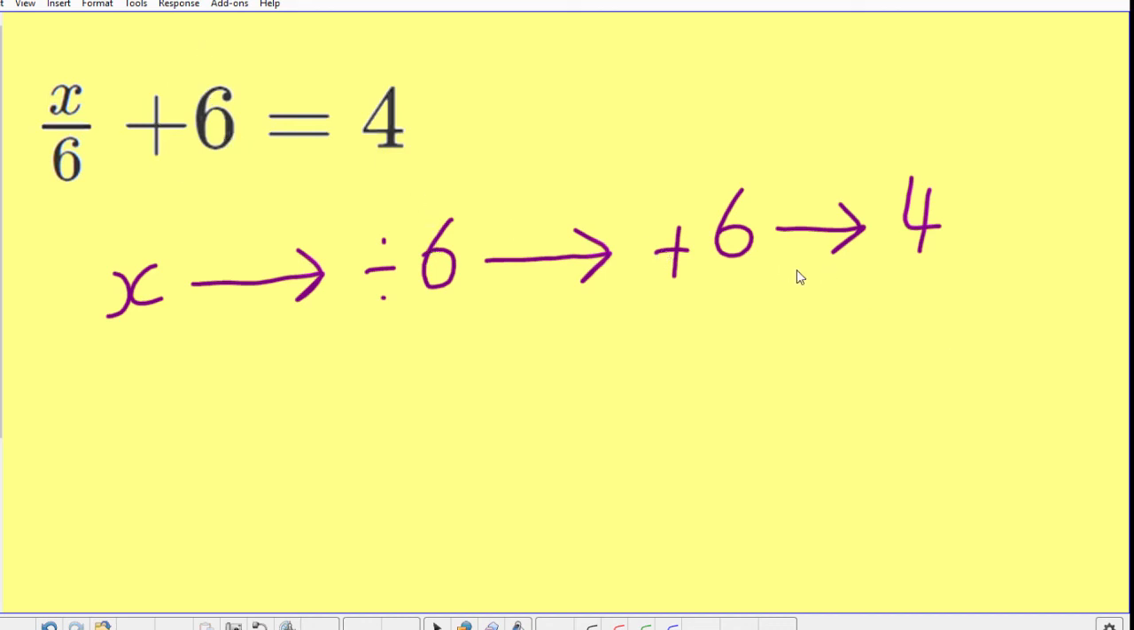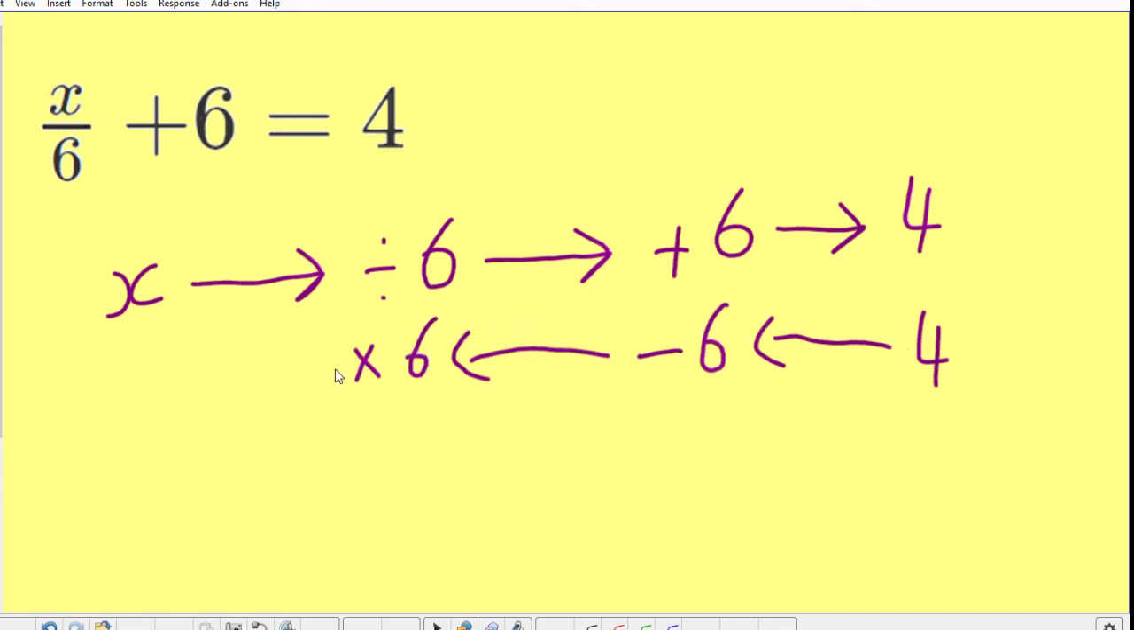Coming back the other way, we've got 4. We're taking 6. Okay, so again, some negative numbers here. And then we're going to multiply by 6. 4 take 6 is minus 2, negative 2. Multiply that by 6 is going to give us negative 12. Okay, so here we've got some negative numbers. X equals negative 12.